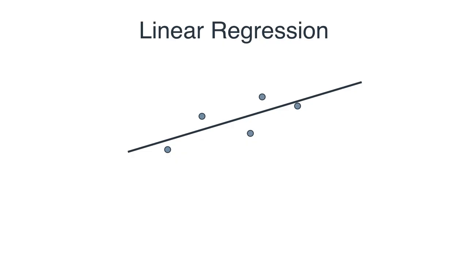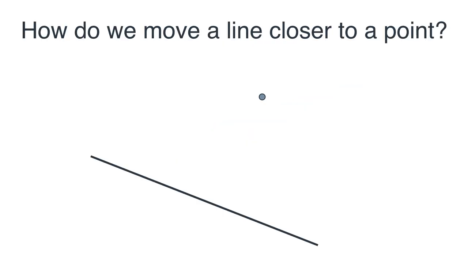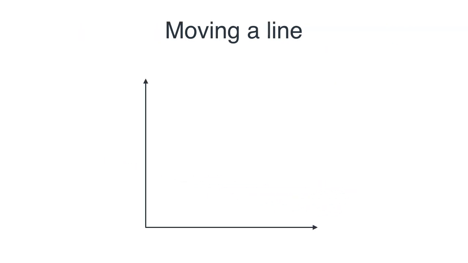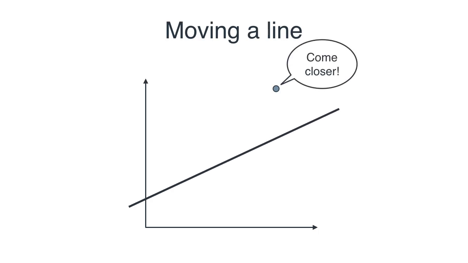So here's the next question. What do we have to do to move a line closer to a point? So basically, if this is our point and this is our line and the point says come closer, what is the mathematical way of doing this? For this, we move to the Cartesian plane, where we have the horizontal or x-axis and the vertical or y-axis. Here's our point, here's our line, and the point says come closer.